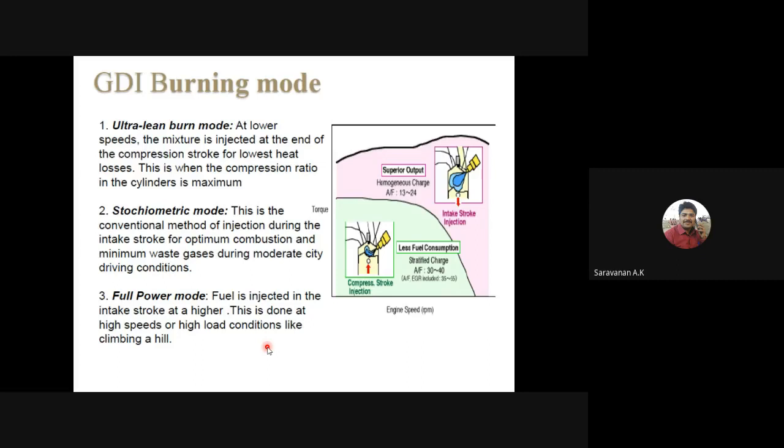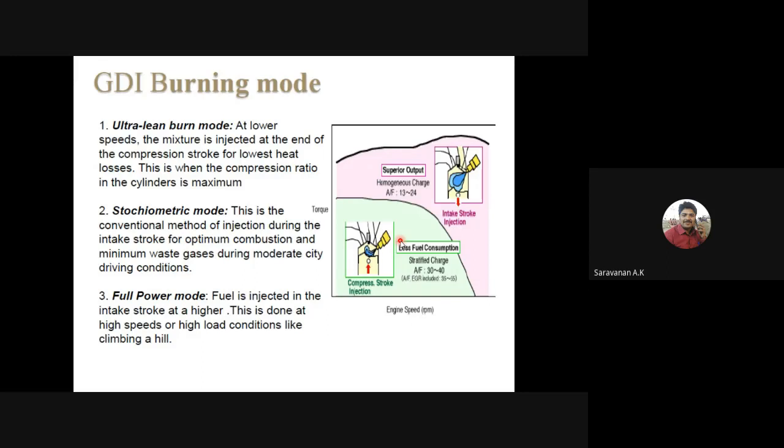So here you can see three terms in an important way, right? The first term is the ultra lean burn mode. Why we are using ultra lean: it is a major characteristic. These are the major characteristics of the GDI engines. One is the superior output, and the other is less fuel consumption. So these two are the major characteristics of the GDI engine, right?